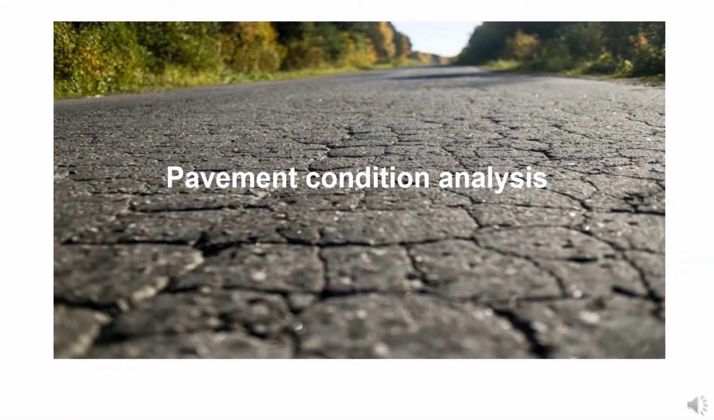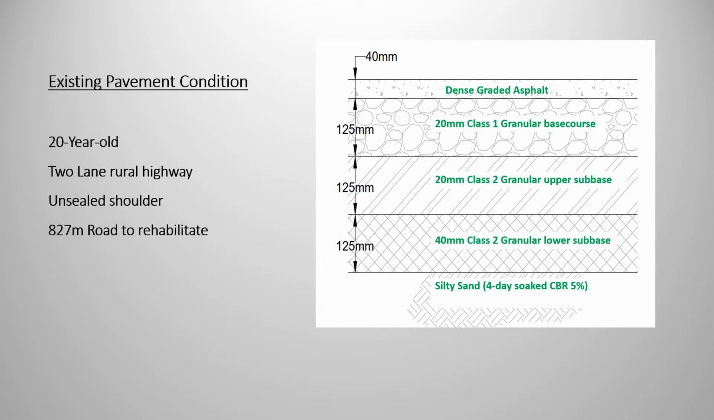In this video, we are talking about the analysis of an existing road, which is about 900 meters, and it has a 40 millimeter dense graded asphalt surface. It's a two-lane highway with an unsealed shoulder located in a rural environment, with a base course of 125 mm and subbase 125 mm again, as you can see in the section. The subgrade is silty sand with a CBR of 5%.